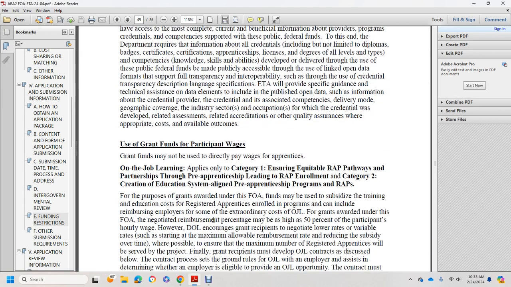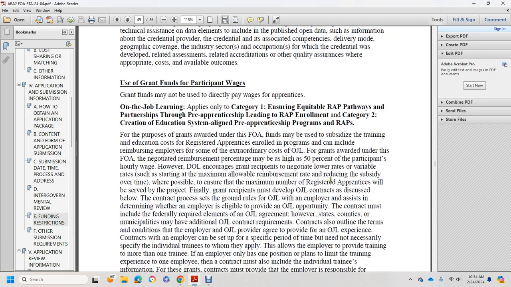Use of grant funds and participant wages. Grant funds may not be used to directly pay wages of the apprentices. On-the-job learning applies to Category 1, the equitable registered apprenticeship pathways partnership through the pre-apprenticeship to registered apprenticeship program, and to enrollment in Category 2, creating an education system aligned with the pre-apprenticeship program and registered apprenticeship program.